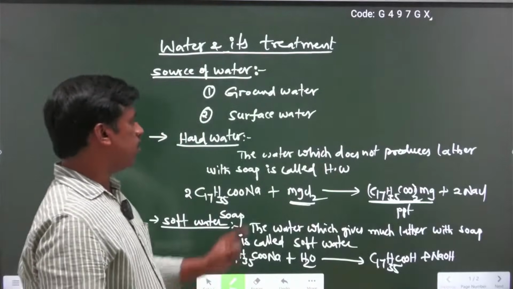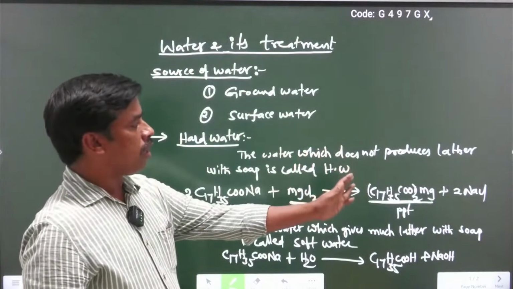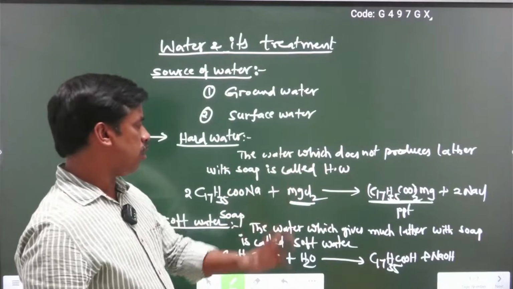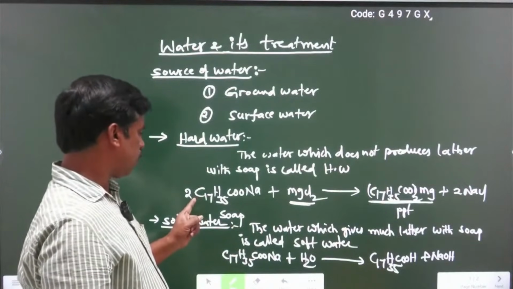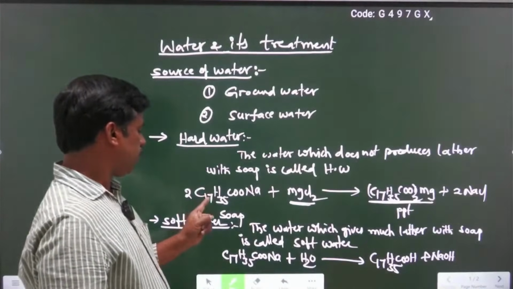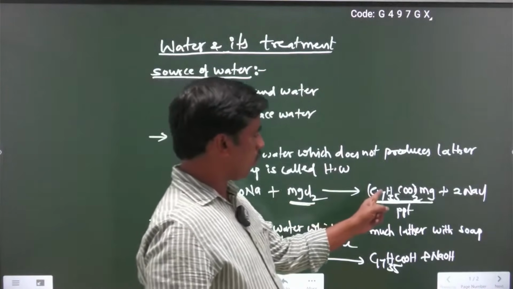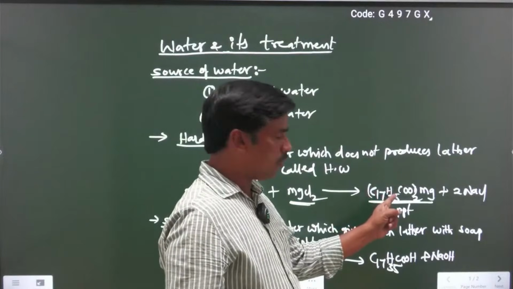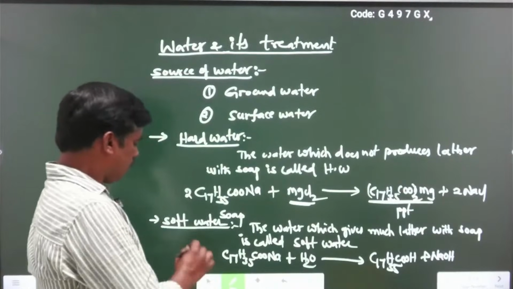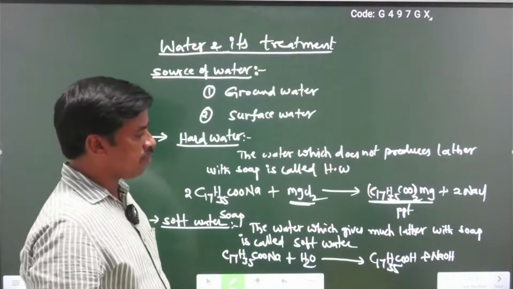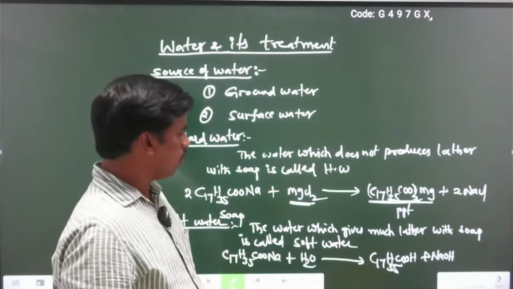Once again, hard water means the water which does not produce lather with soap. In hard water, C17H35COONa reacts with magnesium chloride to give (C17H35COO)2Mg plus 2 NaCl. That is hard water. Next, soft water, the water which gives much lather with soap, is called soft water. This is the soft water reaction.